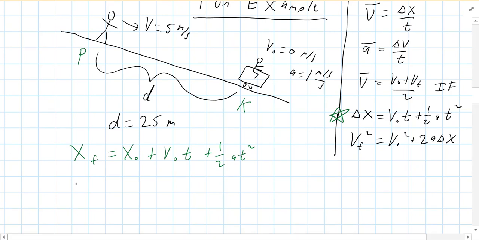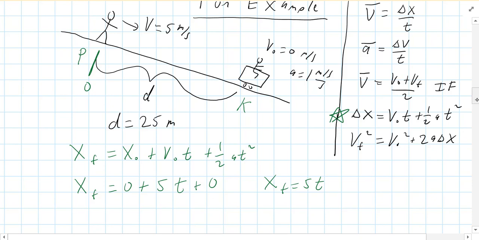So for the parent, the final position equals x naught. Well, I'm going to call this 0 meters. That's the starting point for them. So it's 0 plus the whole time they're moving at 5 meters per second times some time that I don't know. And they're not accelerating. They have an a of 0. So this whole thing is 0. Okay. So that's the equation for the parent. So it's real simple. x final equals 5t.